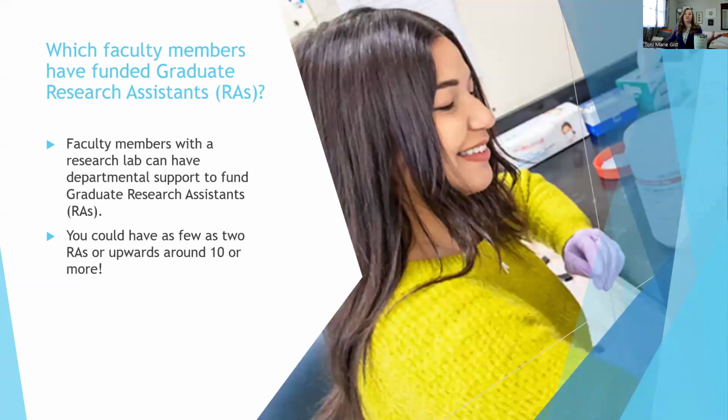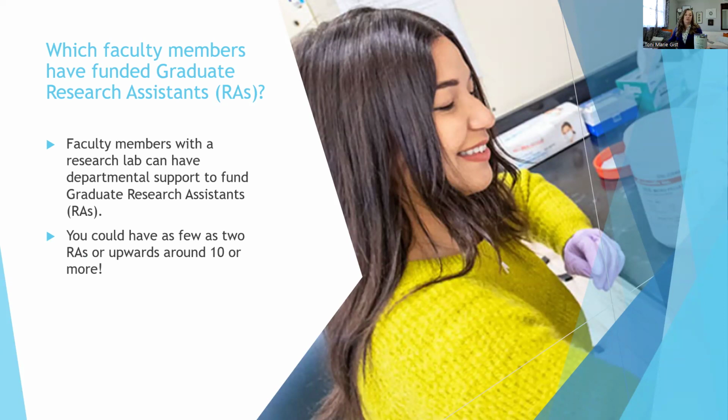You might also wonder which faculty members have funded graduate research assistants. Well, if you're a faculty member who's relatively new, you might be given what we call a hatch fund, and that can go a variety of different directions. But we can also have someone who has a research lab with departmental support where they're wanting to make sure that your research goes as smoothly as possible.